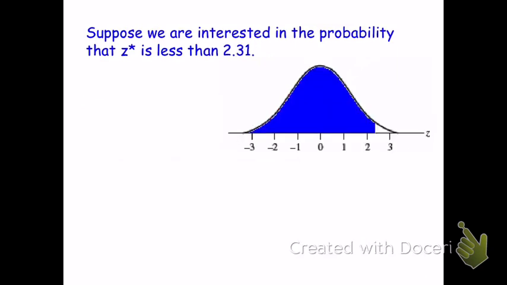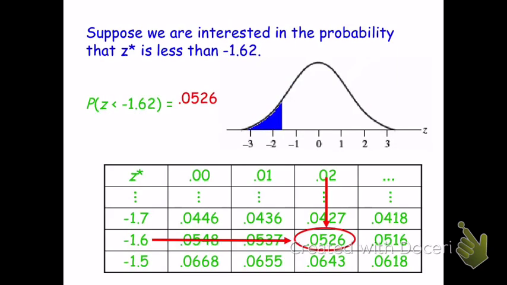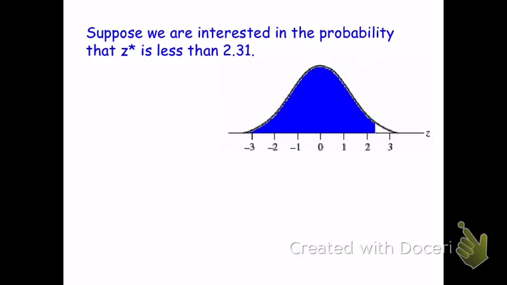Can you repeat what those first two numbers meant? The lower bound and the upper bound. So my lower bound is negative infinity because it goes all the way to the left. My upper bound stops at negative 1.62.